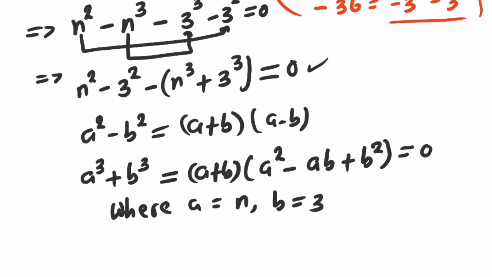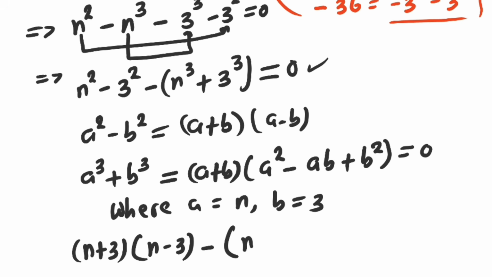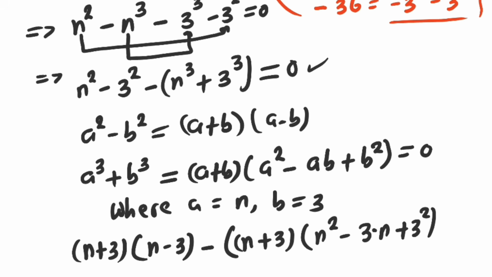So this can be written as n plus 3 bracket n minus 3, then minus, this is n plus 3 bracket n squared minus 3 multiplied by n plus 3 squared bracket is equal to 0.